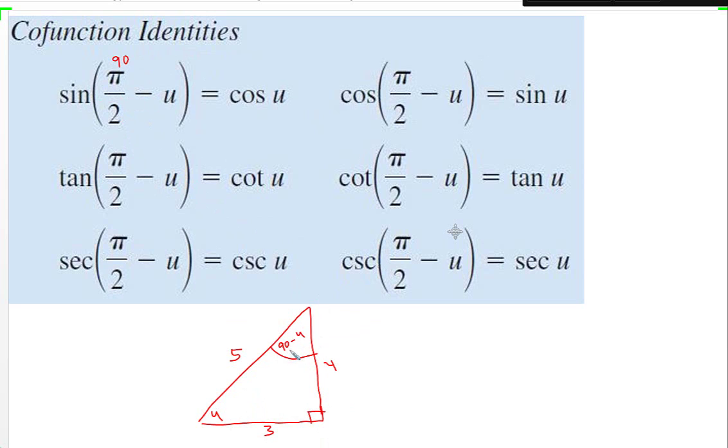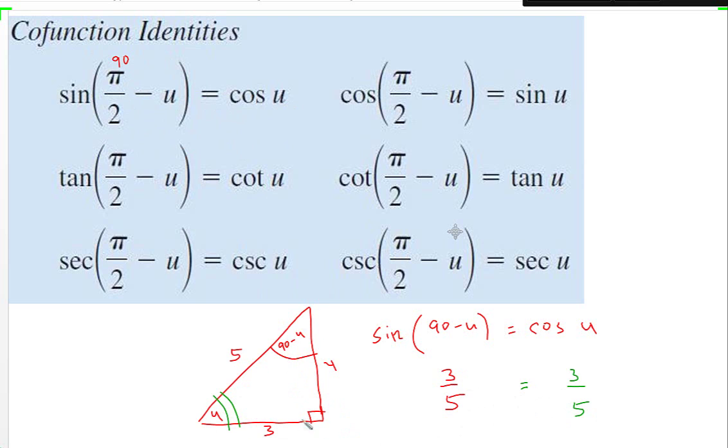well, the sine of this angle would be the opposite, which is 3. So the sine of 90 minus u would be opposite over hypotenuse, 3 over 5, right? Well, they're saying this is equivalent to the cosine of our angle u. Well, the cosine of angle u right here, I'll say this angle right here. Well, cosine is adjacent, which is 3 over hypotenuse, which is 5, right? So that's why these cofunction identities are held to be true right here.